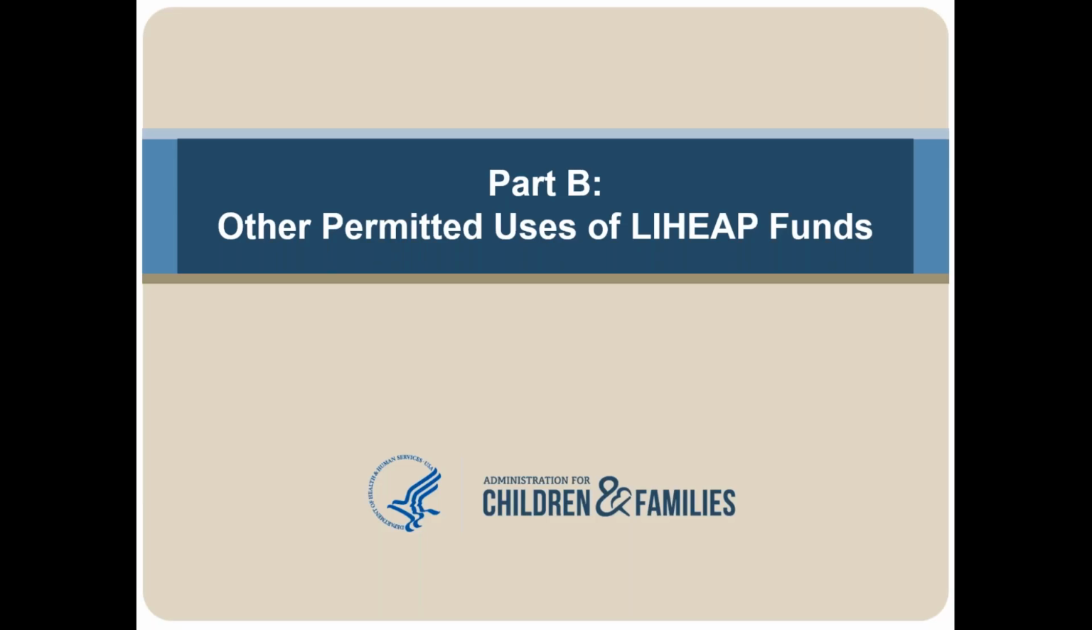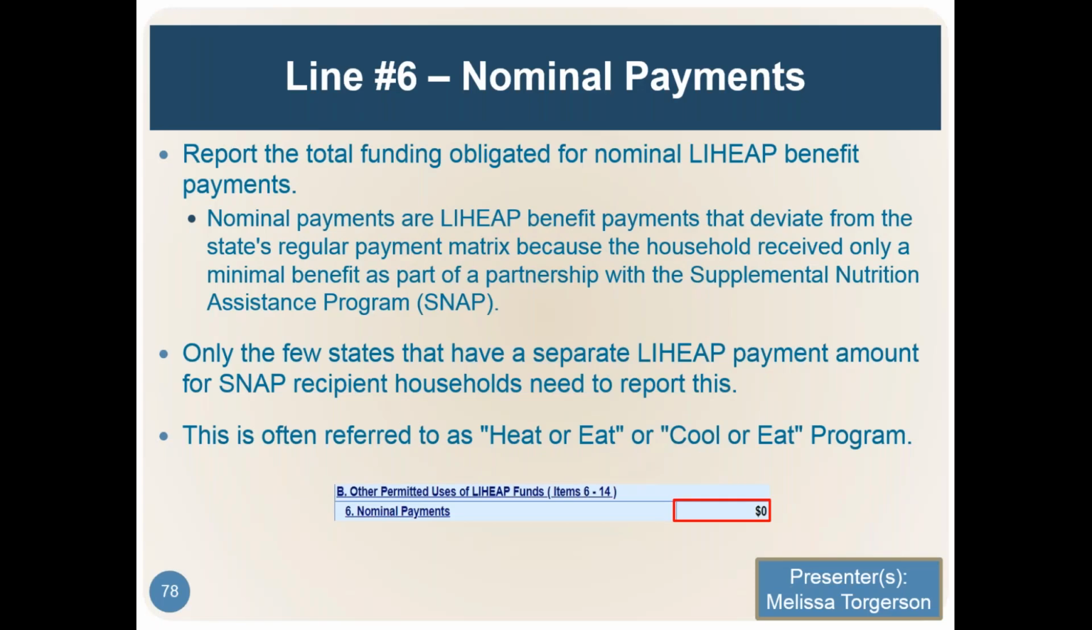Now we're going to move on to Part B, which is other permitted uses of LIHEAP funds. So nominal payments, for those of you who may be doing the Heat and Eat or Cool and Eat program, this line is for you. So this is the total funding obligated for these kinds of payments. There are things that deviate from the state's regular payment matrix because the household received only a minimal benefit as part of a partnership with the SNAP program. Only the few states that have this component should need to use this line. And if you have questions, you can go ahead and give us a call.